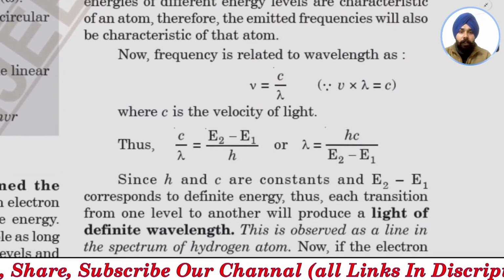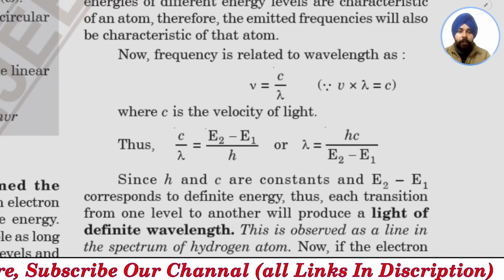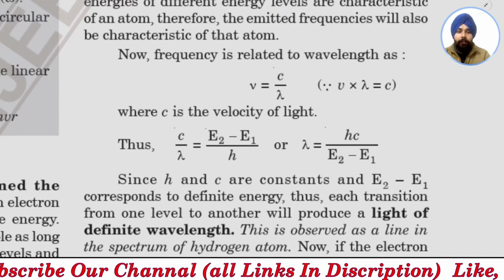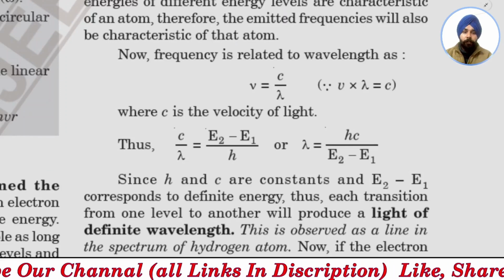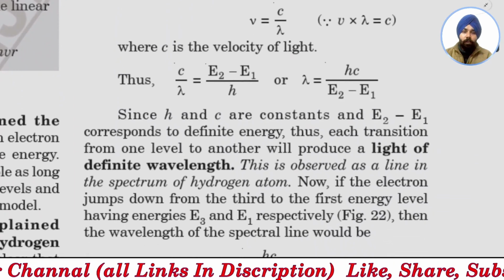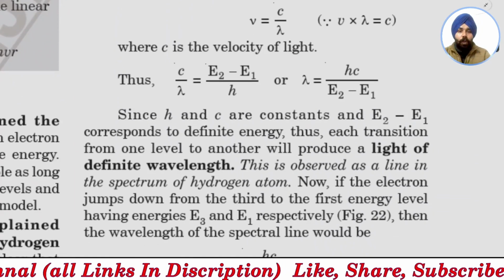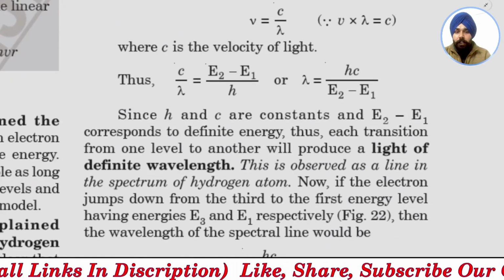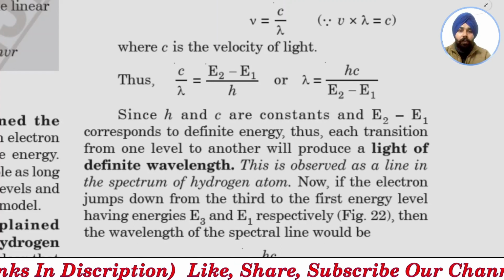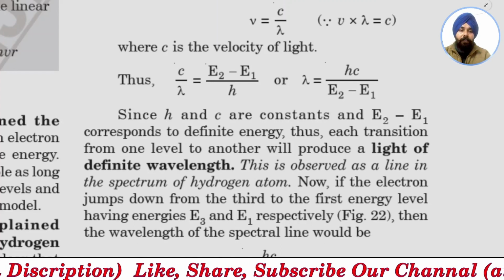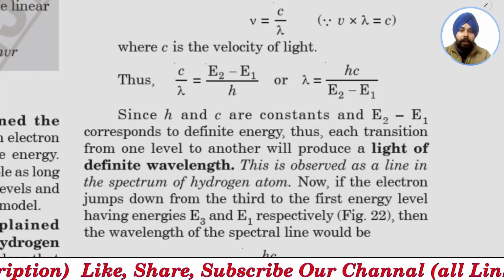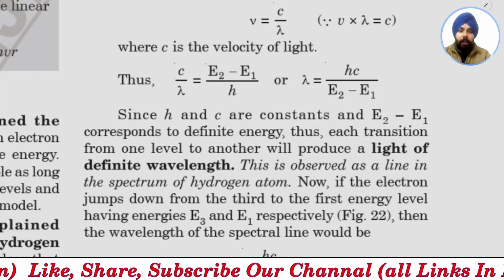So if we convert it, the value of lambda comes out to be hc upon (E2 minus E1) after cross multiplying. Since h and c are constants and E2 minus E1 corresponds to a definite energy, each transition from one level to another will produce light of a definite wavelength. This is observed as a line in the spectrum of the hydrogen atom.